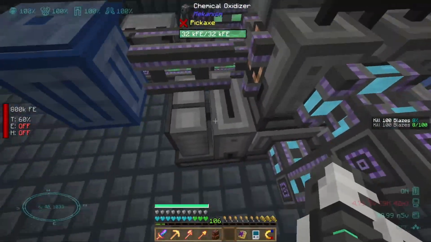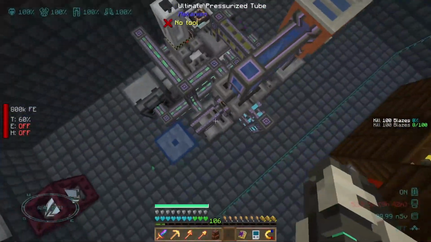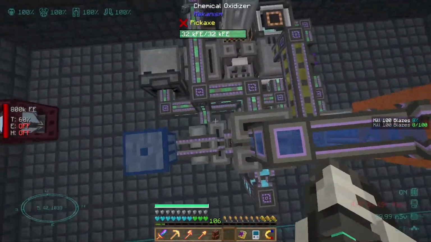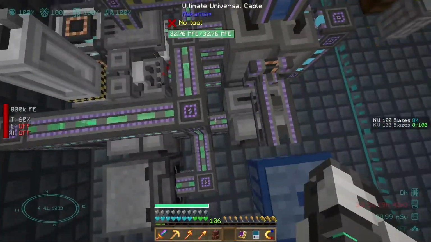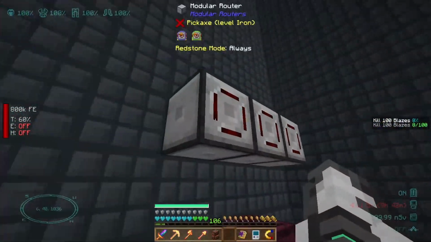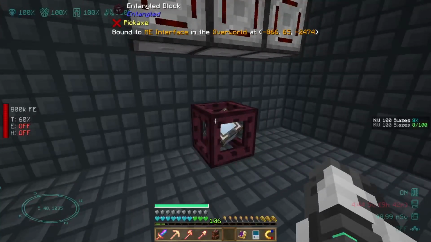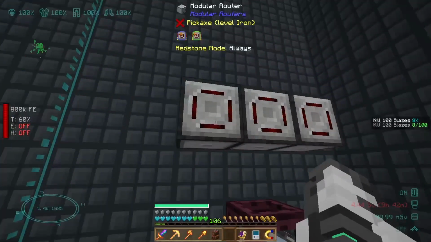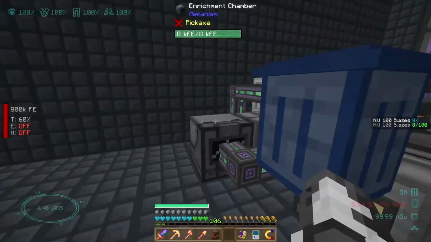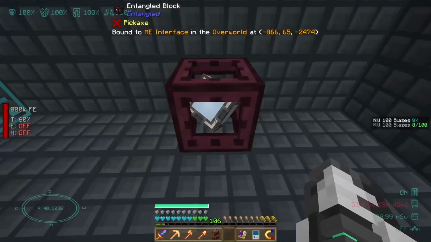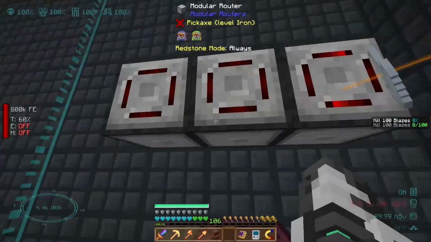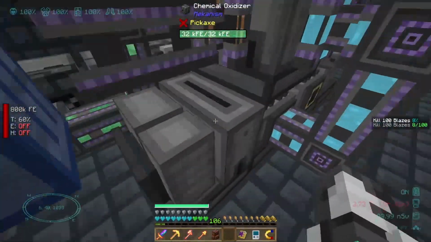So first up is going to be the chemical oxidizer. It only needs power. I am importing items via the entangle block right here, along with my modular router setup. The actual storage for this is my ME interface in the overworld, so that way I can have numerous items stored in there.